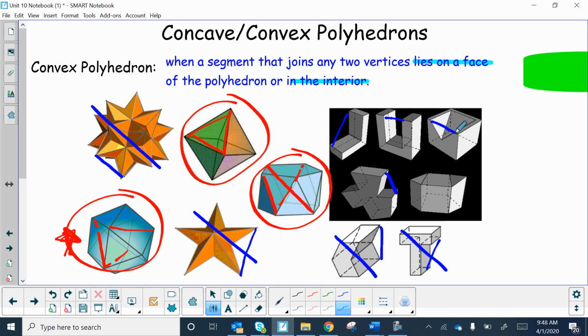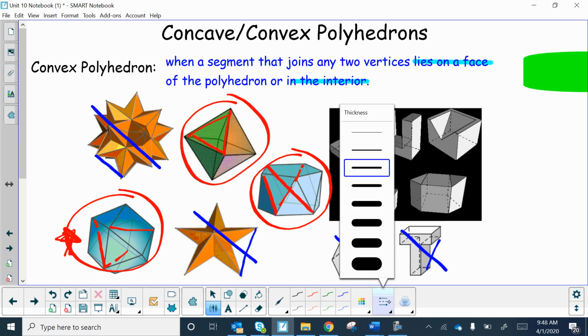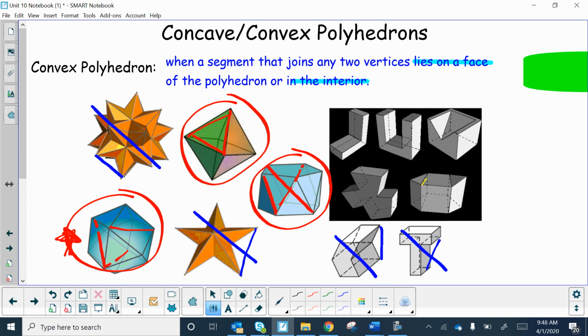This one's a little tricky. That one, because of this edge right here, that means this top layer is not one face, although it looks like it could be. So let me erase that real quick. Let me get a different color. So again, this edge and this edge right here, if this whole thing up here on the top was one face, they would not draw this edge or this edge.